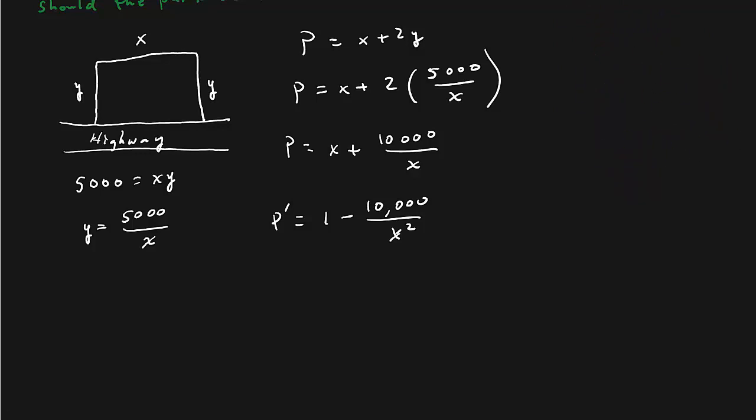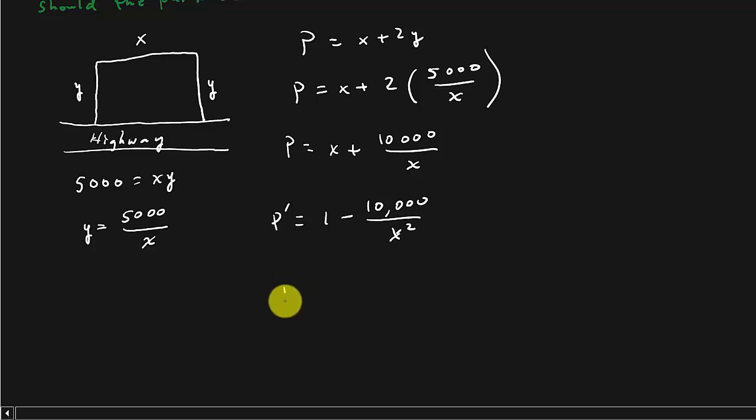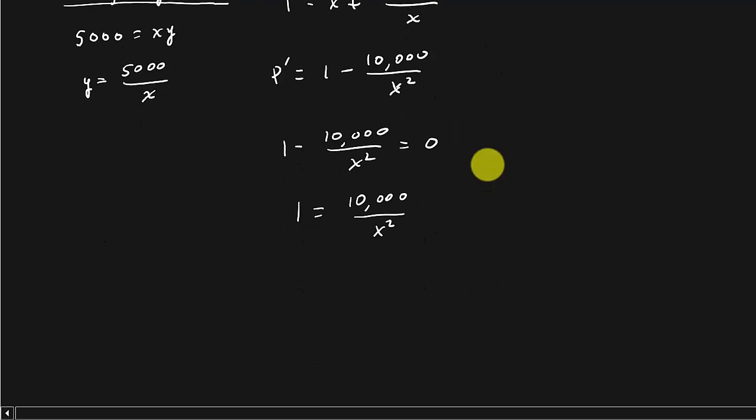Okay? All right, so now what do we do? Well, we've got to take the derivative, set it equal to 0. So 1 equals 10,000 over X squared. And so X squared equals 10,000. X is equal to 100.